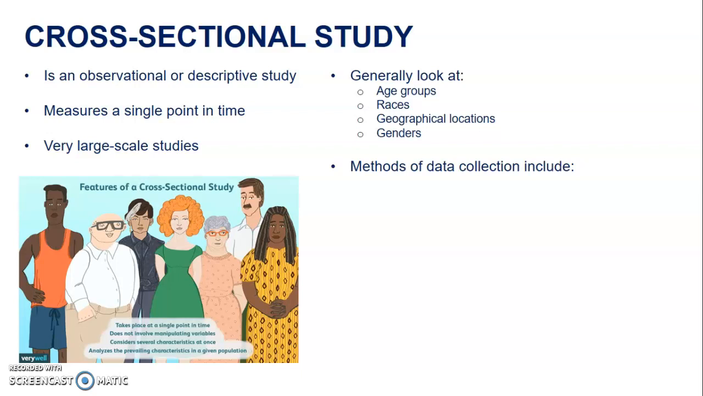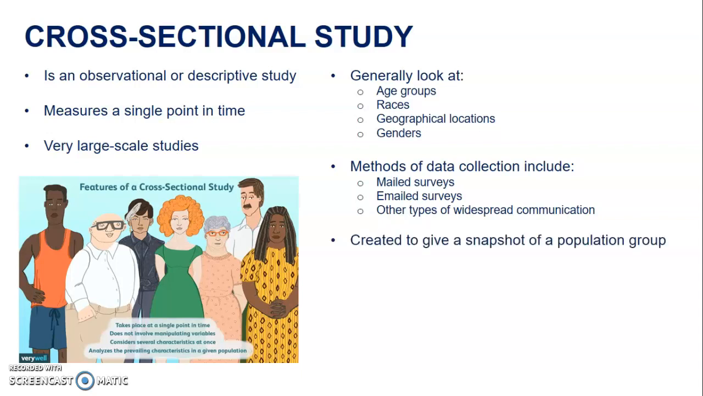So in terms of methods of data collection, they can include things like mailed surveys, emailed surveys, or any other forms of widespread communication. So it might be things through text messages that you get. It might be through Facebook. Basically, as a researcher, you're going to need to try and get in touch with well over 100 participants in order to find information. So it might be something you do via WhatsApp, Facebook, or Snapchat, anything like that.